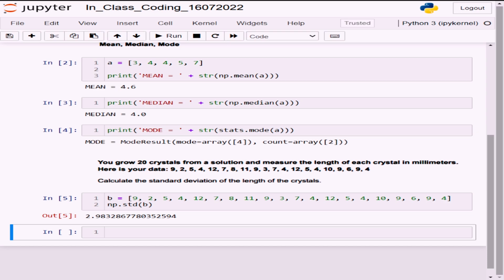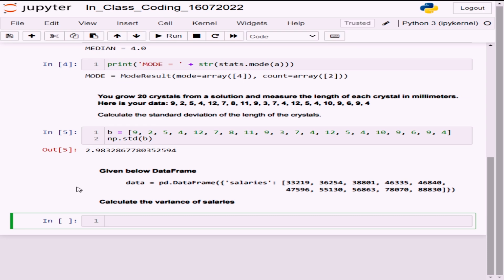Now, let's go to the next question. You have a data frame given over here, and the question is to find out the variance. They mentioned that inside the data frame, we have a series called salaries. That's the requirement. Let's create the data frame first. So data equal to pd dot DataFrame, and the format should be followed as per the given one.